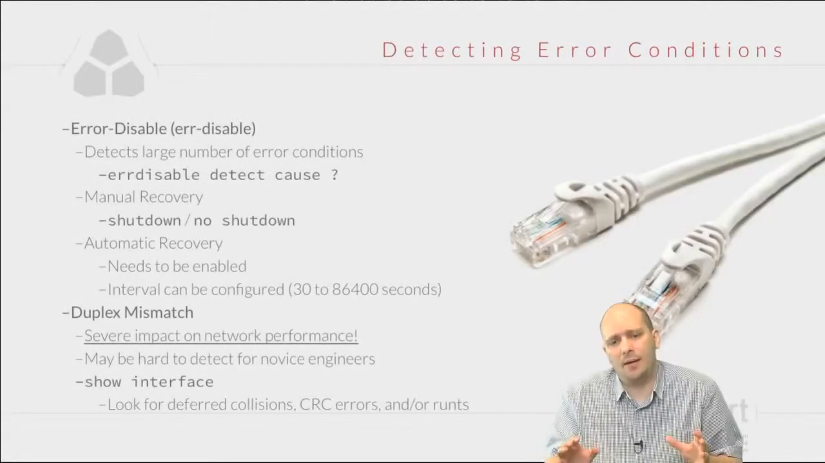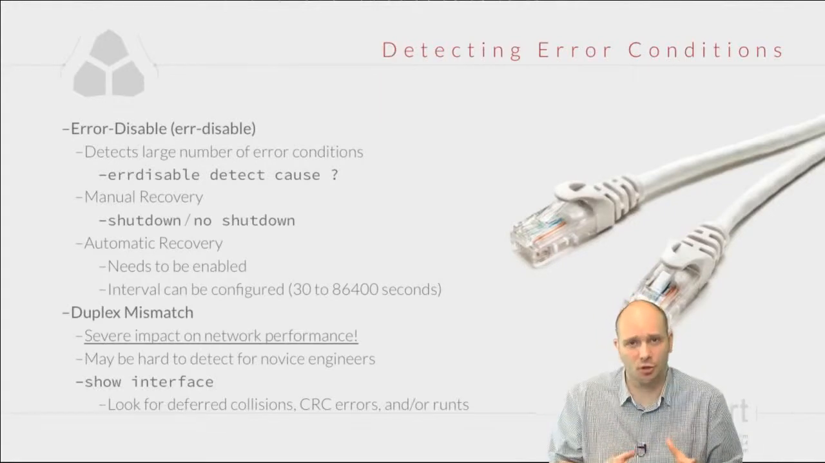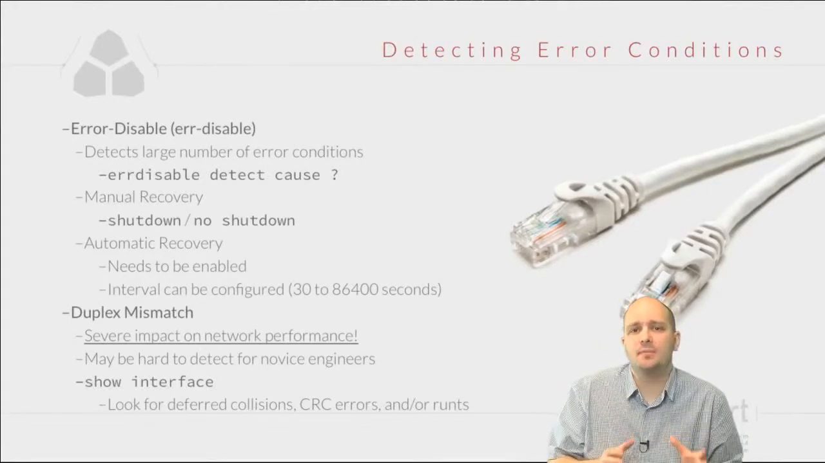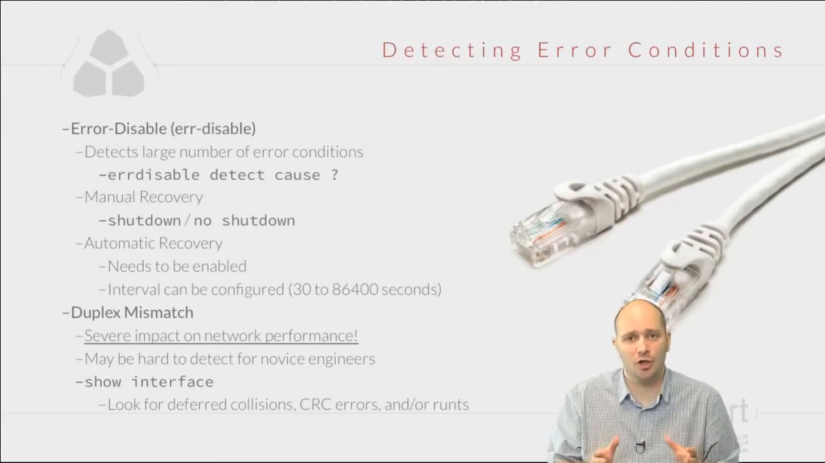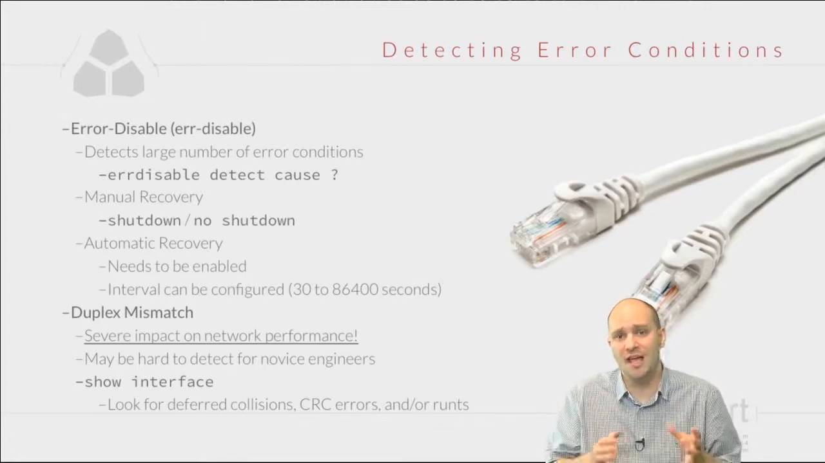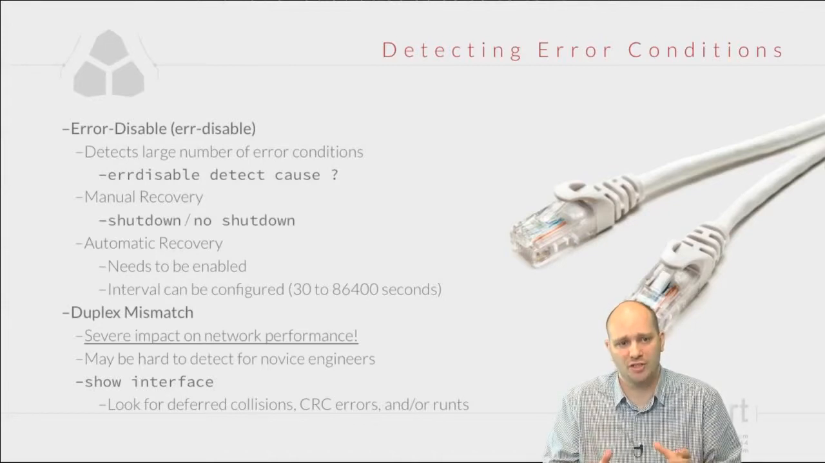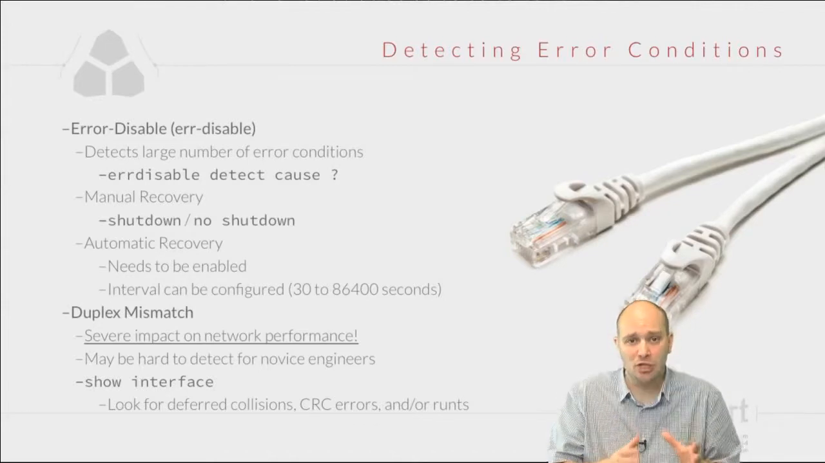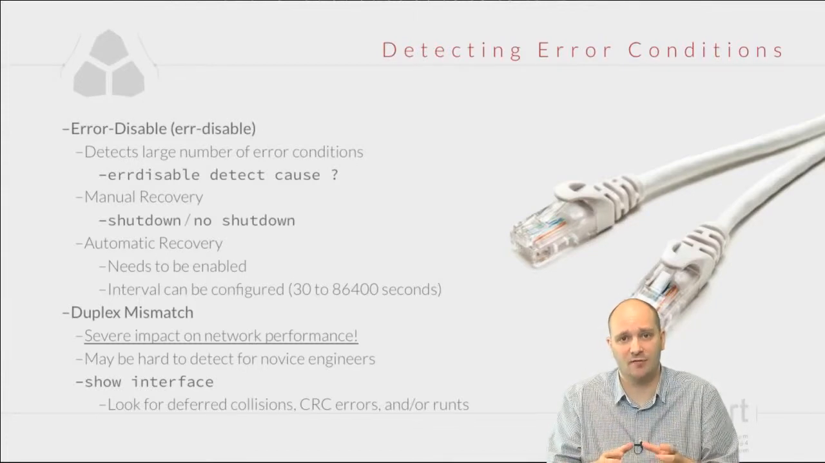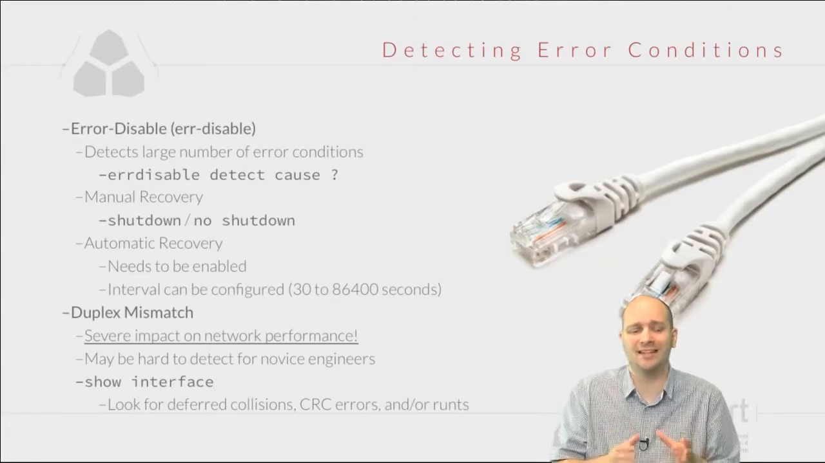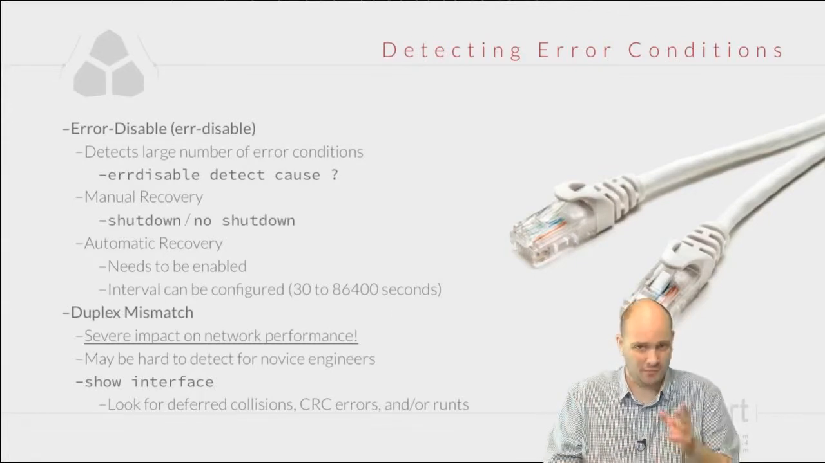Let's talk a bit about detecting error conditions on the switch. The switch has the capability to detect certain types of errors and automatically disable the port on which these errors have been detected. This process is called the error disable process. It is turned on by default and it can detect a large number of error conditions. You can see which conditions can be protected using this functionality with the errdisable detect cause ? command. Let me show you.